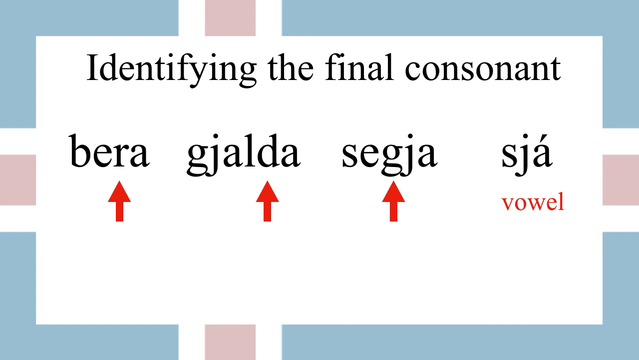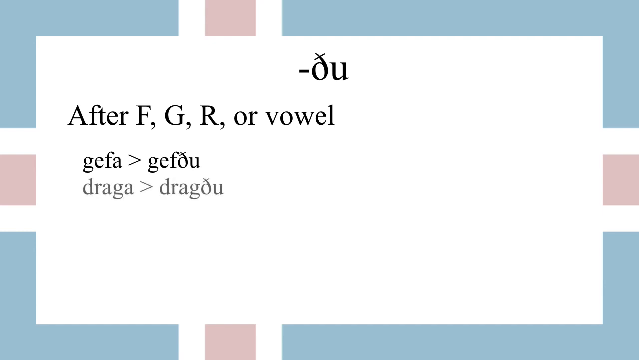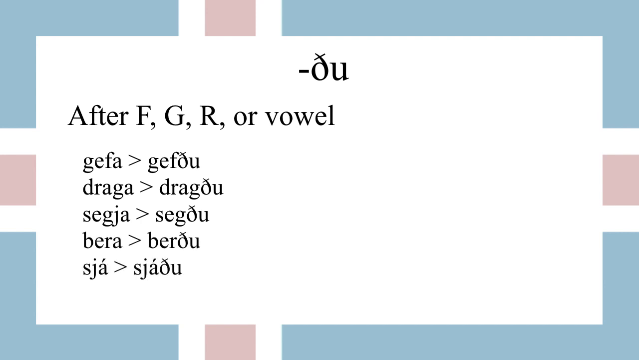All right, so once you know the final consonant, then you can guess which ending to add for the þú form in the imperative. So you'll add the ending ðu when the final consonant is an f, g, r, or a vowel. So let's look at some examples. Gefa becomes gefðu. So notice we drop the a, and then we add ðu at the end. Draga becomes dragðu. Segja becomes segðu. And notice here that the final consonant is actually a g, not the joð. And that's just because the joð can never be the final consonant. And then bera becomes berðu, and sjá, which is an example of a vowel final infinitive, becomes sjáðu.